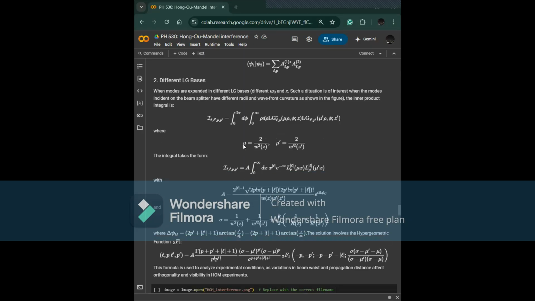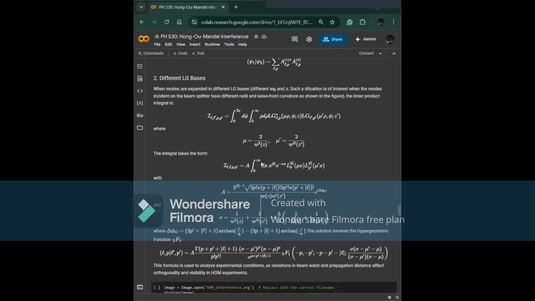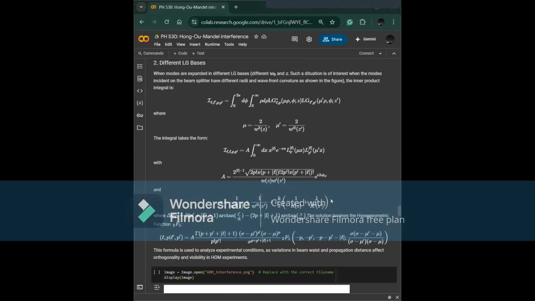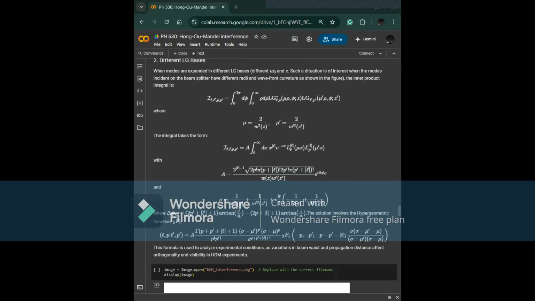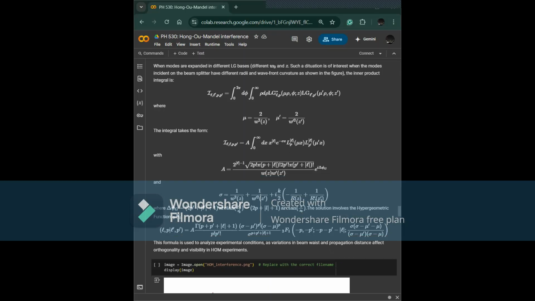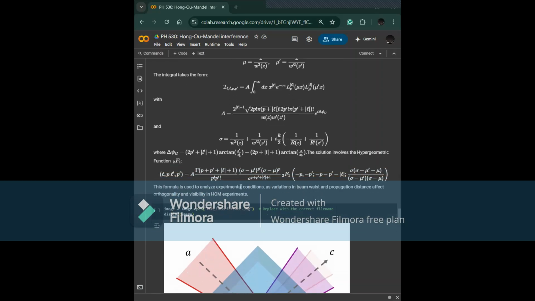The second step is the radial integral, which reduces to this, where x is equal to rho square, and sigma is this value right over here. So sigma combines beam curvature and Gouy phase differentials. The final analytical solution resolves to this, where gamma is the gamma function which manages the factorial terms from the Laguerre polynomials. The 2F1 is the hypergeometric function encoding radial mode coupling, and sigma is a complex parameter sensitive to beam waists and curvatures.